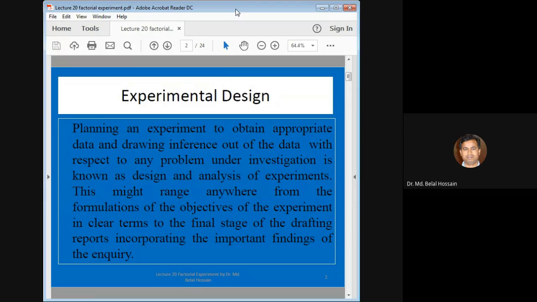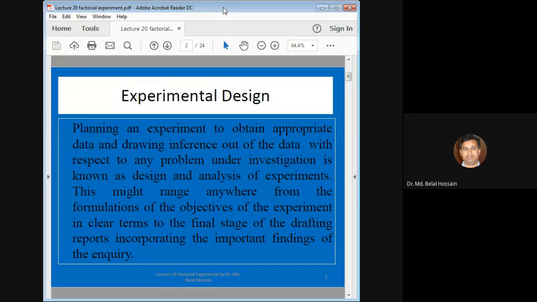Experimental design is planning of an experiment to obtain appropriate data. Okay, drawing inferences out of the data with respect to any problem under consideration. So experimental design is conducted to get the data. That is the goal.